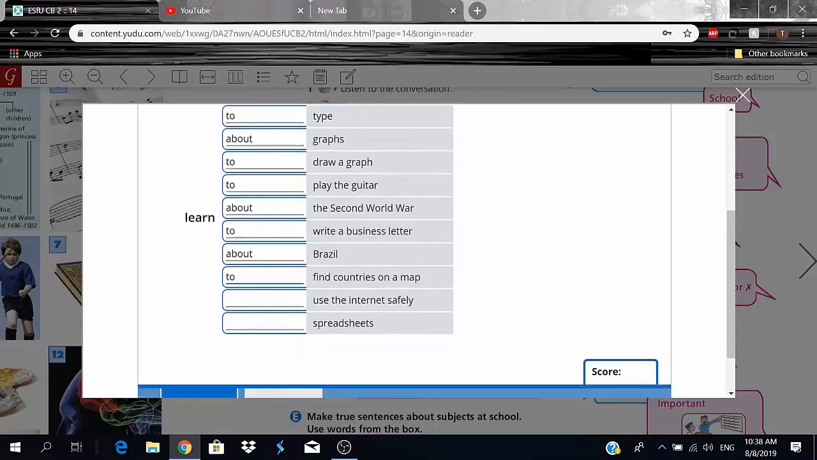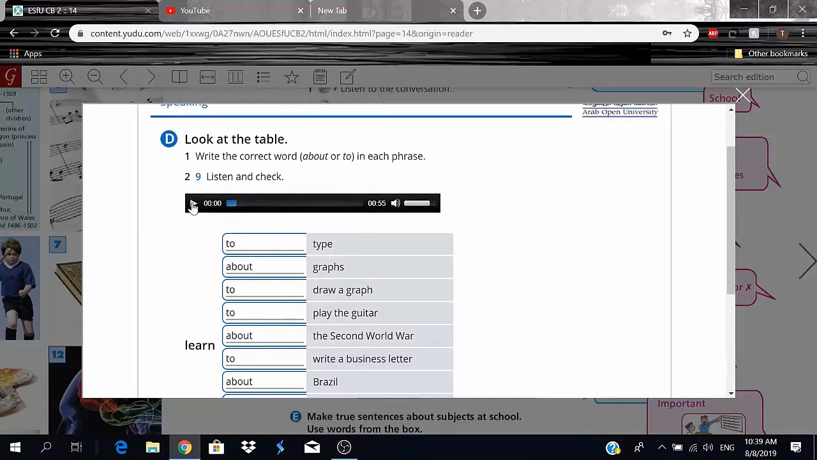Learn to use the internet safely. Now I'm already using the internet, we all do, but learning to use the internet safely. Learn, I cannot say to spreadsheets here, you guys, because spreadsheets are already there. If I said learn dash to write a spreadsheet, then I can use to, okay, because I'm actually going to write a spreadsheet. However, just spreadsheets as in plural, learn about spreadsheets. I'm just going to learn some new information, how they're made, how do I write one. Alright, now let's listen and check our answers below.